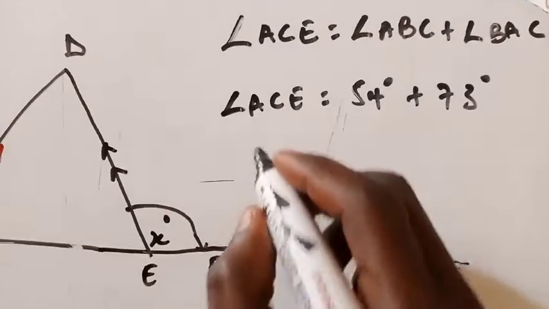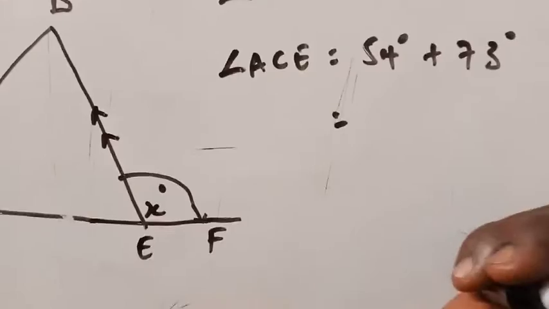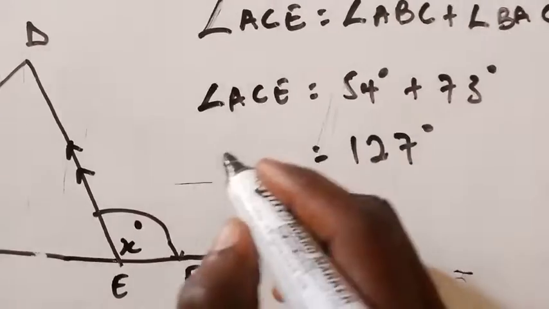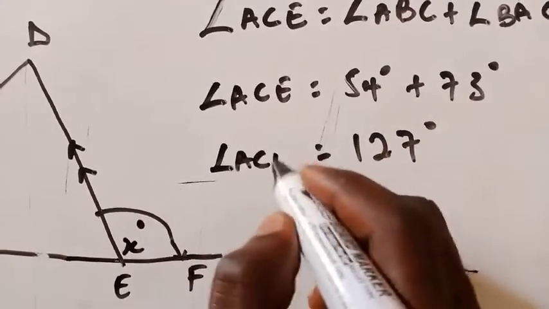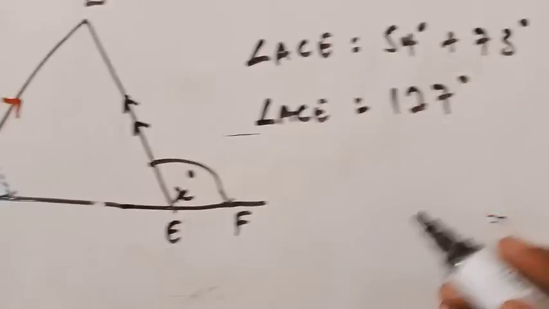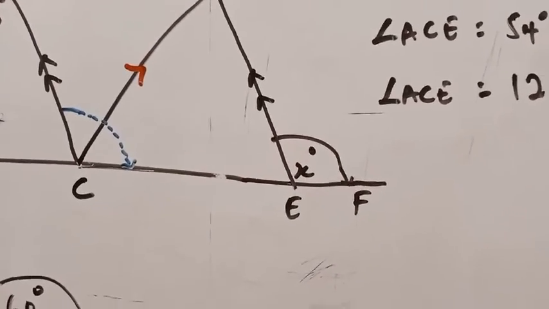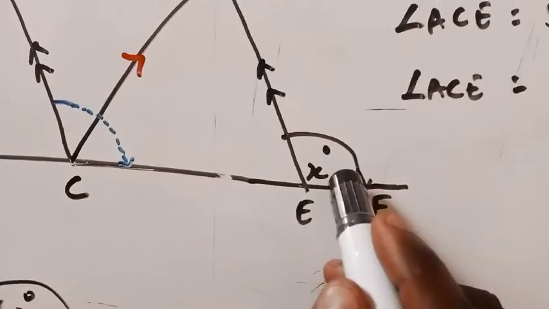Okay, so what will be the value of this one? It will be equal to 127. Is that okay? So that is the angle that we are having, 127. Perfect. Where are we heading towards? We need to determine the value of this x here.